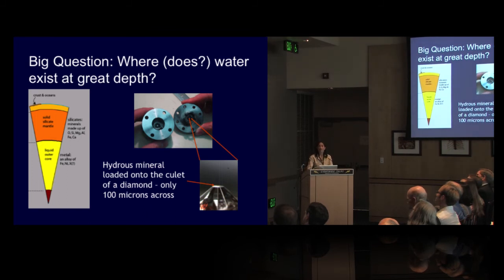The orange part there is the mineral perovskite. It's the most abundant mineral on the planet. And we don't know whether or not it can hold water. How much water can it hold? And how does it affect the properties of the planet?